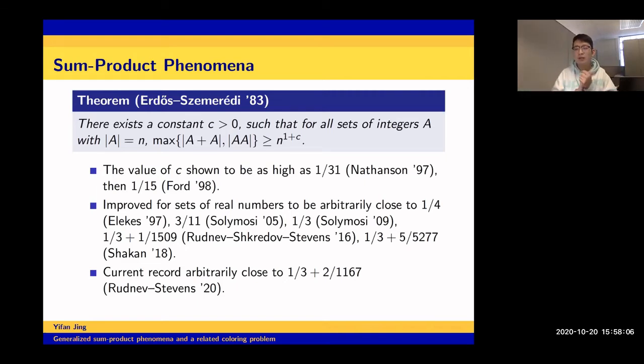But today we are not going to talk about these quantitative improvements. It will be a very different story. So there's a very famous conjecture, which is largely believed to be true, but pretty hopeless. So we can take c to be 1 minus epsilon. So basically, the maximum of A plus A and A times A should be almost n squared, like n to the power of 2 minus epsilon, for every epsilon. Okay, so this is one interesting phenomenon for fields. So A is a subset of the integers in this case.